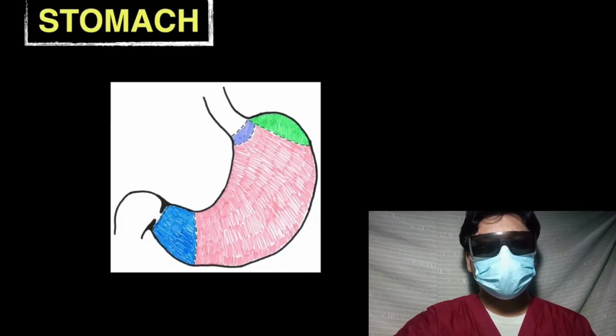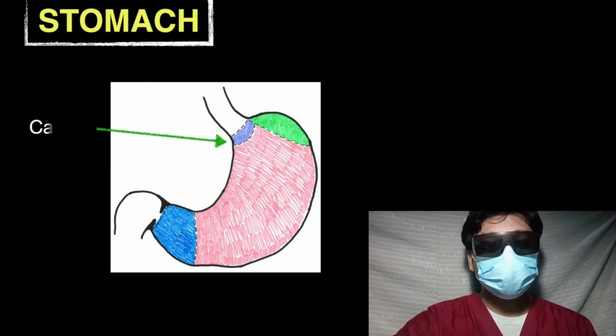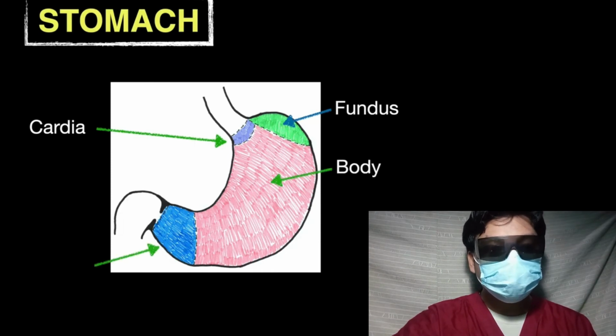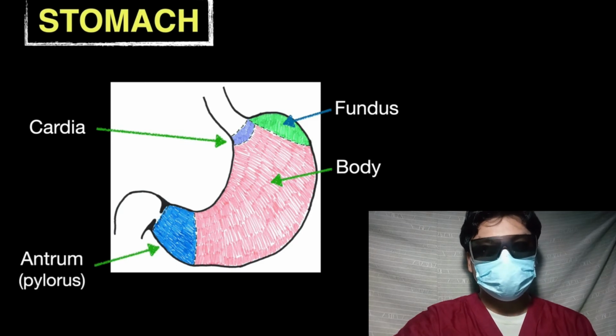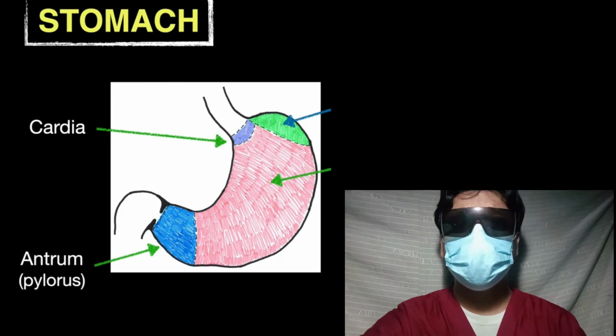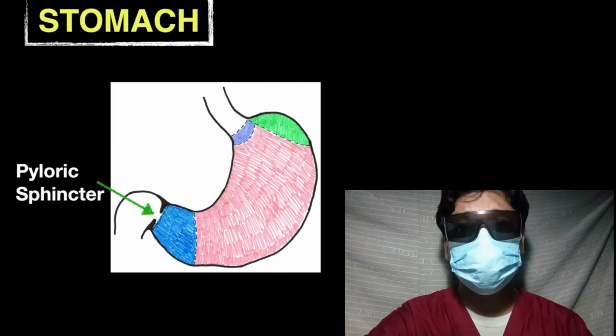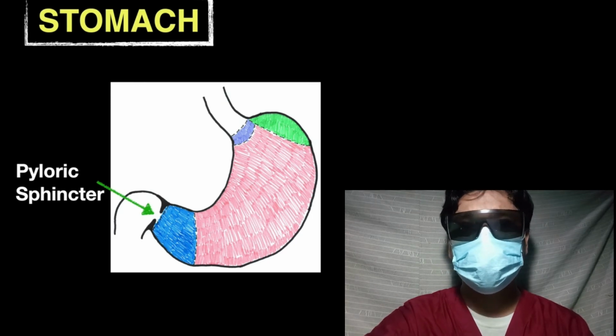Next is the stomach, which is a hollow muscular organ that stores food and fluid. It has four divisions: the cardia, which is the entrance to the stomach; the fundus, which is closest to the cardia; the body, which is the main part of the stomach; and the antrum or pylorus, which connects to the small intestine. The pylorus is separated from the small intestine by its sphincter called the pyloric sphincter. This pyloric sphincter controls the opening between the stomach and the small intestine, so it controls what goes into the small intestine from the stomach and vice versa.